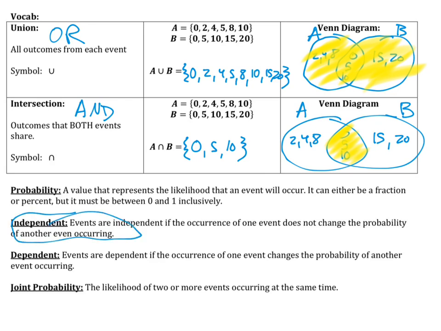Independent events is going to be a theme of this unit. You're going to hear that a lot. It's going to be in a lot of the problems that we do. And then we've got dependent events. Again, we'll get into more of that later. And then the joint probability is the likelihood of two or more events happening at the same time. These ones here we're going to get a lot more into in future lessons.